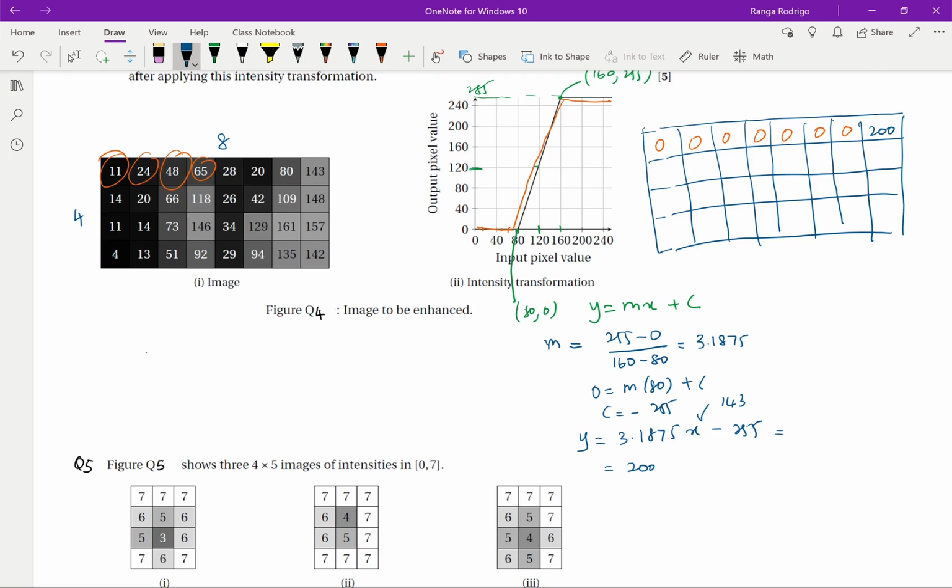For 161, for example, you will have 255. Okay, so I think you can fill all the other numbers. You have to do individual calculations like this because you already know the m and the c. Then it's just a matter of substituting. I think your calculators can do that.